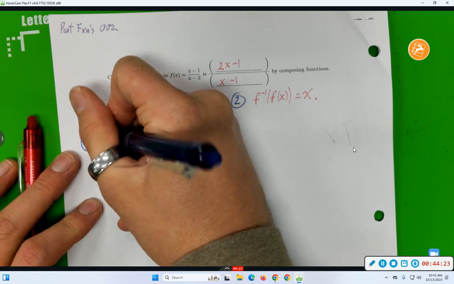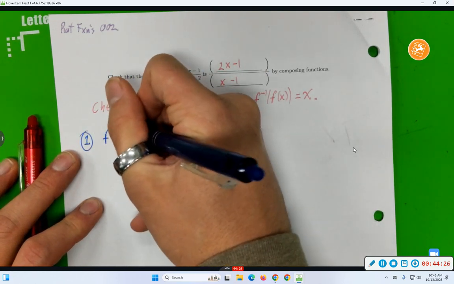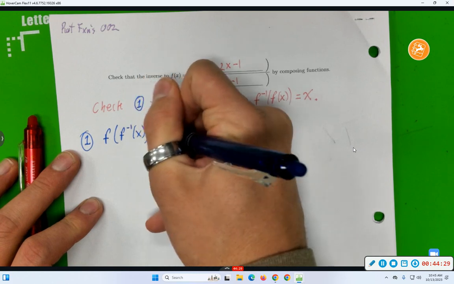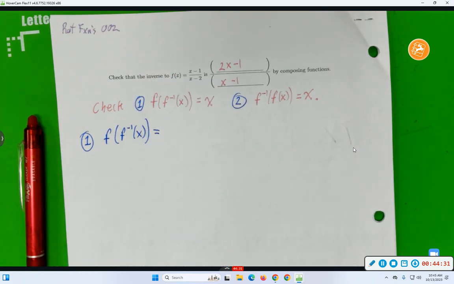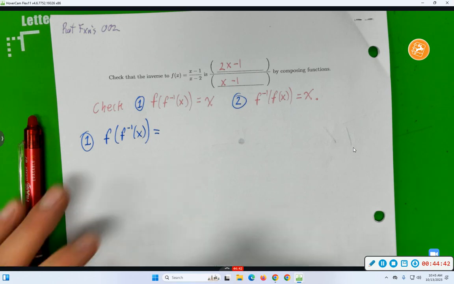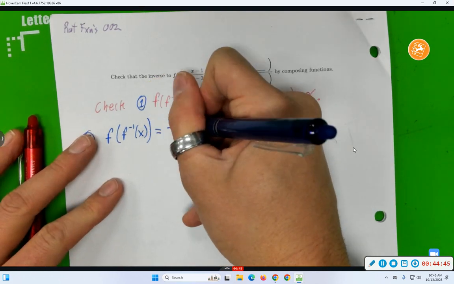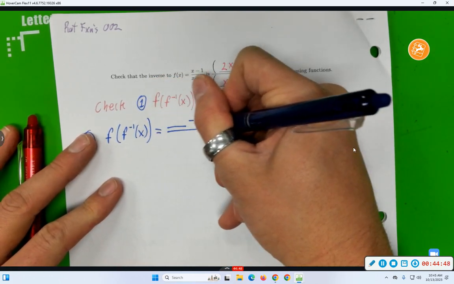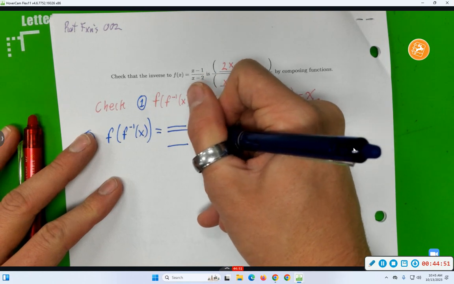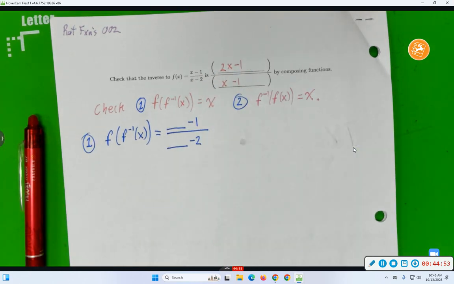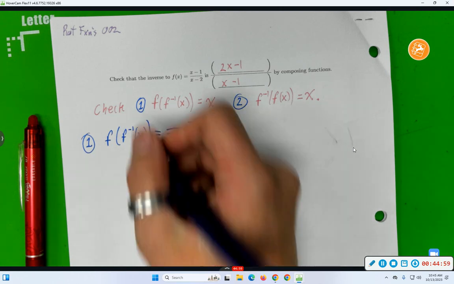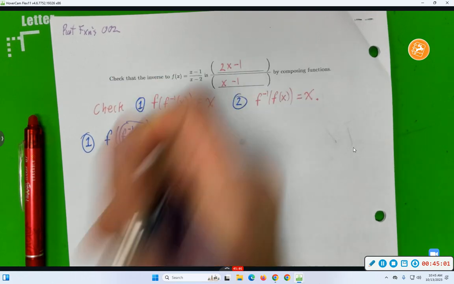So to do that, I need to evaluate f of f inverse of x. And most of the work here is remembering how to compose functions. Do I have a formula for f of x? Yeah, it's up there somewhere. Let's use that formula. That is x minus 1, so blank minus 1, divided by blank minus 2. And what do I want to put in those blanks? Well, f inverse of x. This is the thing I want to put in those spaces.